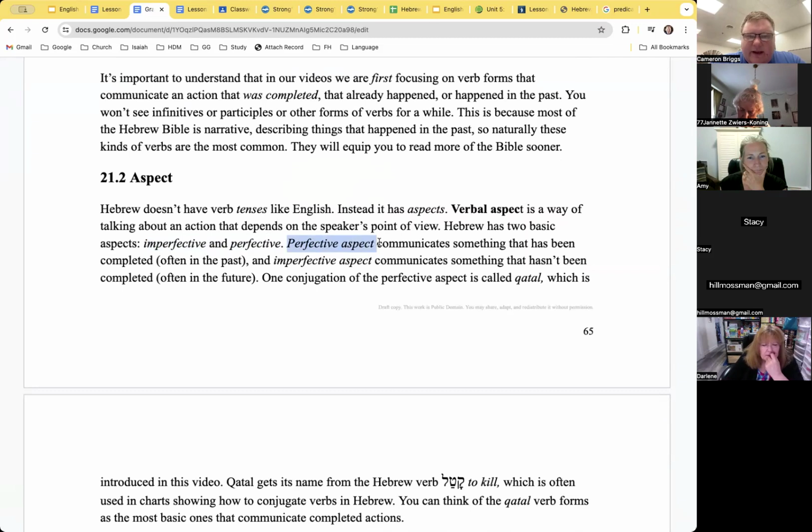In most other languages, we have what are called tenses, as in future tense, past tense, etc. But here in Hebrew, we just have two verbal aspects. There's the perfective aspect, which communicates something has been completed, so it's often in the past. And then the imperfect aspect, something that has not been completed, often in the future. So that's where we'll get to some of those. For example, this one is in the perfective aspect. He walked or he went. It has been completed.